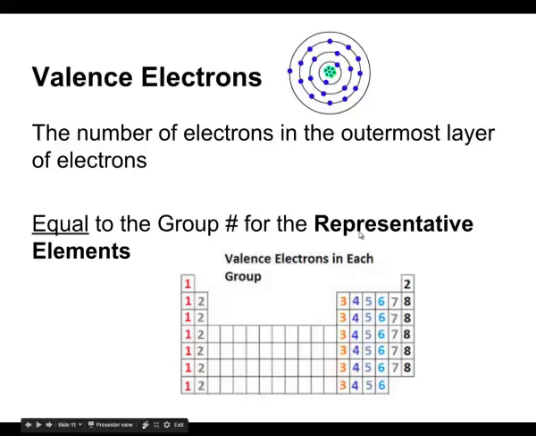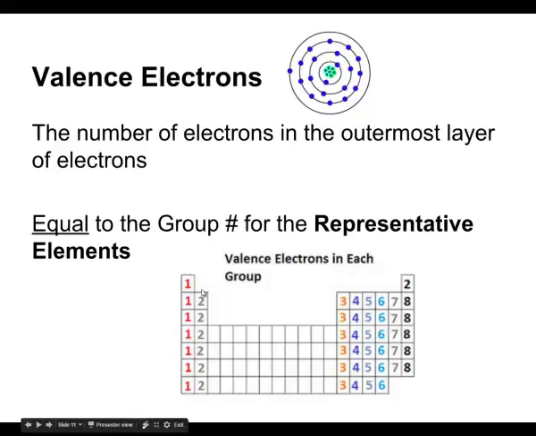However, for the representative elements, those are the well-behaved elements. So it means we're not talking about the transition metals or the inner transition metals, but all the other atoms. For the representative elements, determining how many valence electrons an atom has is really easy. The number of the column that the element is in tells you how many valence electrons it has. So this is column 1, and everything in that column has one valence electron.